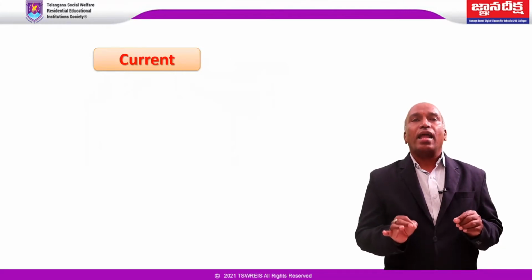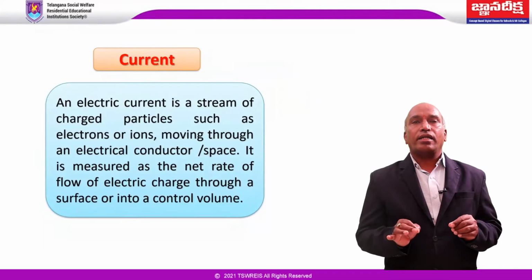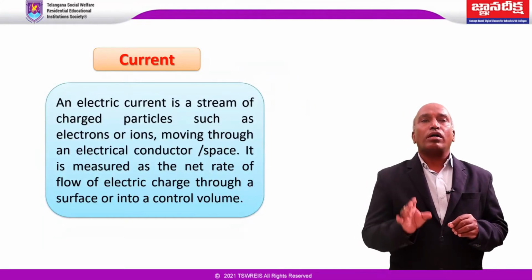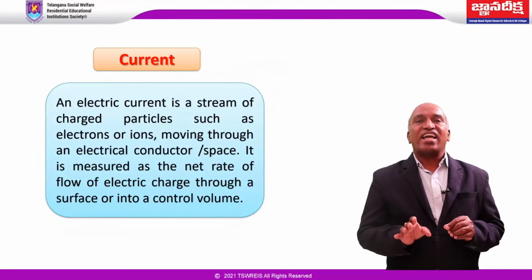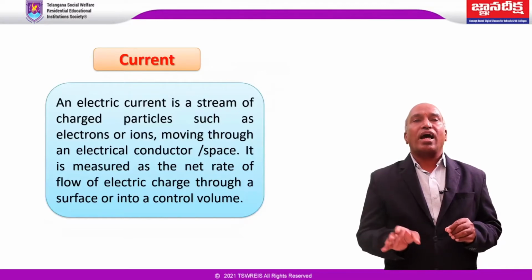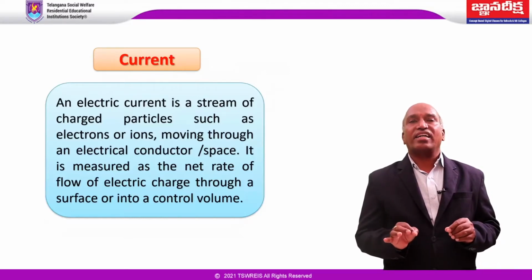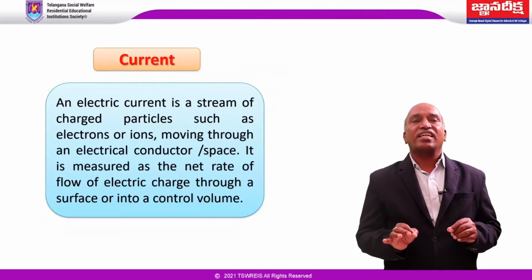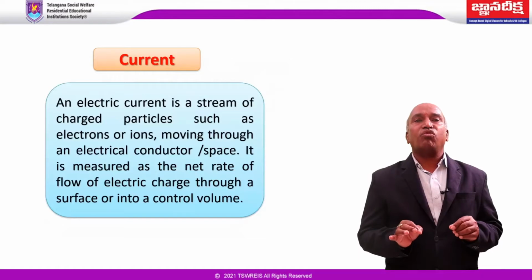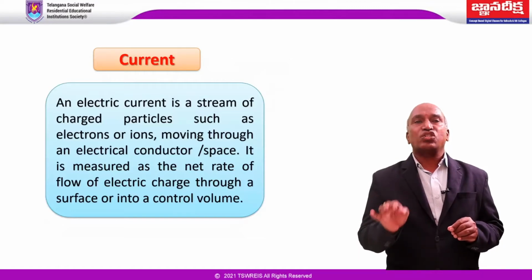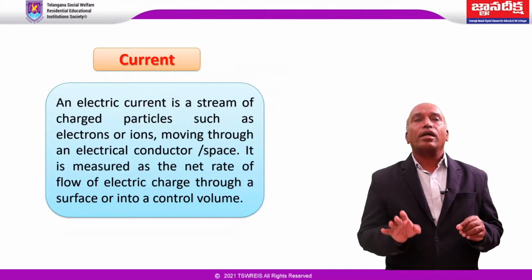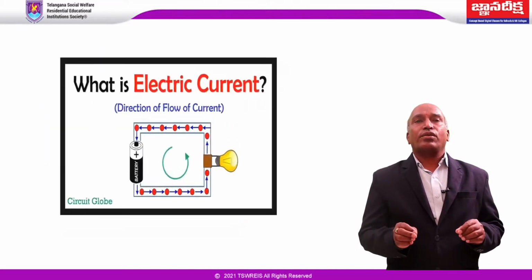Current. An electric current is a stream of charged particles, such as electrons or ions, moving through an electrical conductor or space. It is measured as the net rate of flow of electric charge through a surface or into a control volume. Look at this simple circuit.